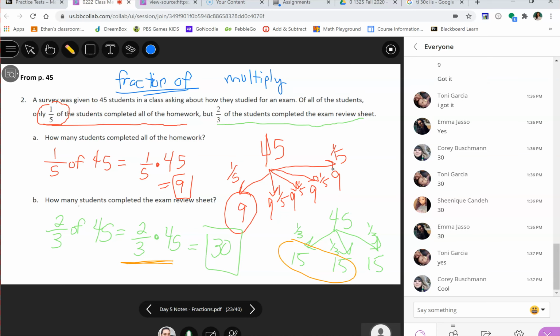God, I feel like I'm sucking all the fun out of fractions, but this is reality. Reality is we have one day to do fractions. Okay. So here we go.